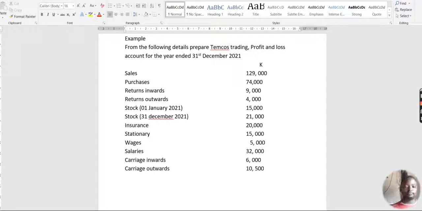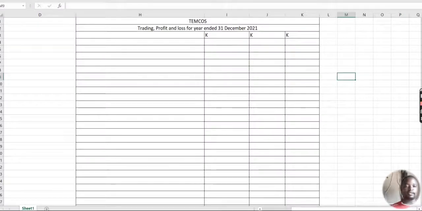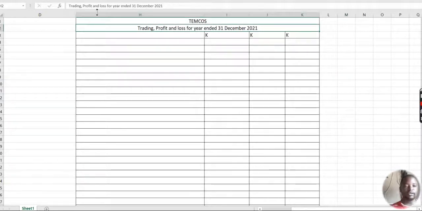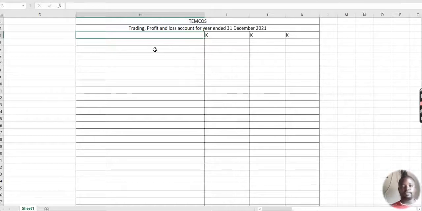Because of time, I have already prepared this in Excel where we are going to answer it from. Number one, we have already put the name of the business. The name is term cost, and then the title, trading profit and loss account. In fact, there it should be trading profit and loss account. Let me put account there. Yes, for year ended 31st.